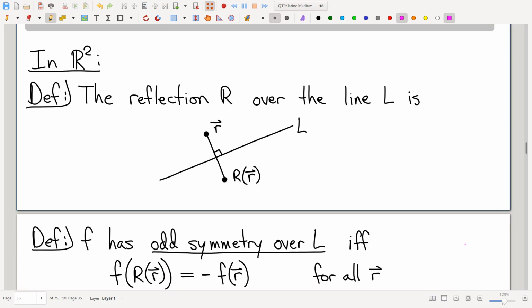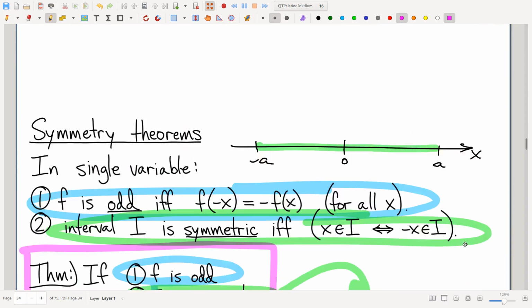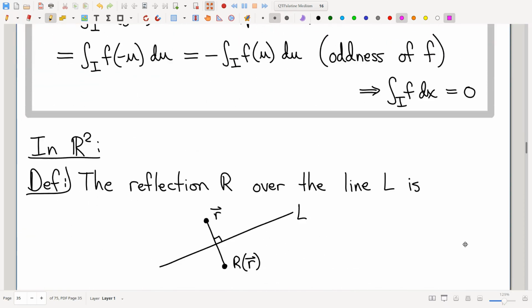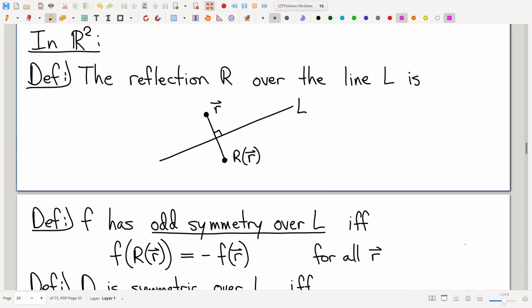Alrighty. Let's extend this to 2 dimensions. All the same ideas. Let me go back up to here real quick. All the same ideas. We're going to have this idea of a reflection reflecting over a point in 1 dimension. Well, the analogous idea is reflecting over a line in 2 dimensions. And reflecting over a line, it's exactly what you think it is. It's just what we have in that picture there.